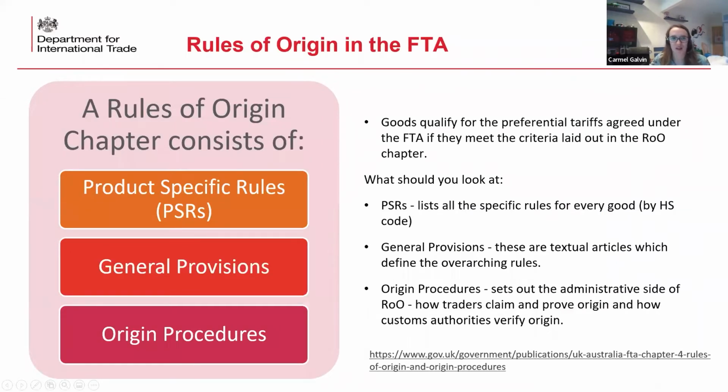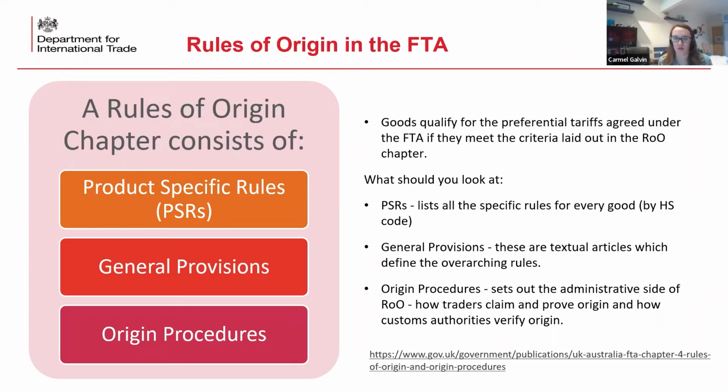Thanks. So this is what is in the chapter for rules of origin in the Australia-UK deal. We've got product-specific rules, general provisions, and origin procedures. As I said, when you are using the preferential tariff, so if you've decided that you want to use the preferential tariffs in the agreement, you then need to make sure your good meets the rule of origin that's set out in the FTA. So what should you do first? You should first look at the product-specific rule, otherwise known as the PSR. And this is just a list of all the specific rules for every good in a very long table by HS code. And you need to find the specific rule for your good.